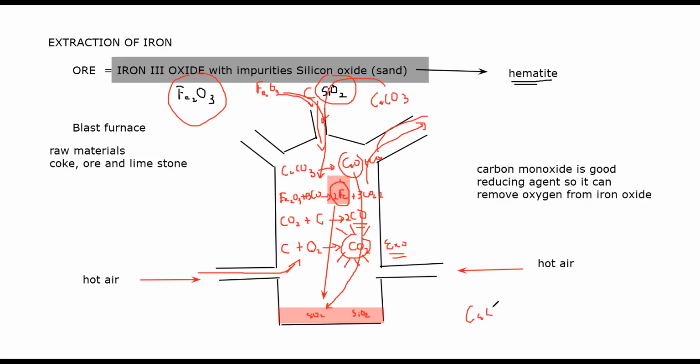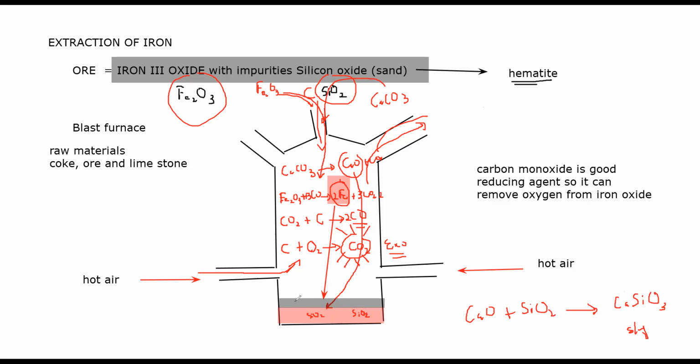So calcium oxide is a metal oxide, it reacts with silicon oxide and it will form calcium silicate, also known as slag, SLAG. And a layer of slag will be there at the top of iron. Why do the slag and iron not mix with each other? Because they have a greater difference in the reactivity.